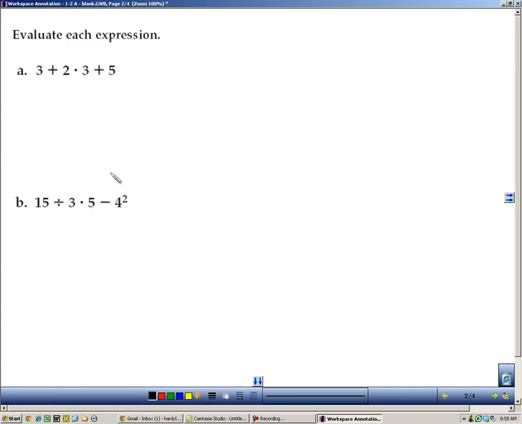Here we have some examples of expressions that we want to evaluate. And I'm going to show you why the order of operations is important. If I were to take this and just work from left to right, I would add 3 plus 2 and get 6. I would then multiply 6 times 3 and get 18. And then 18 plus 5 to get 23. The problem is that's the wrong answer. That answer is not right because we didn't do the order of operations properly.